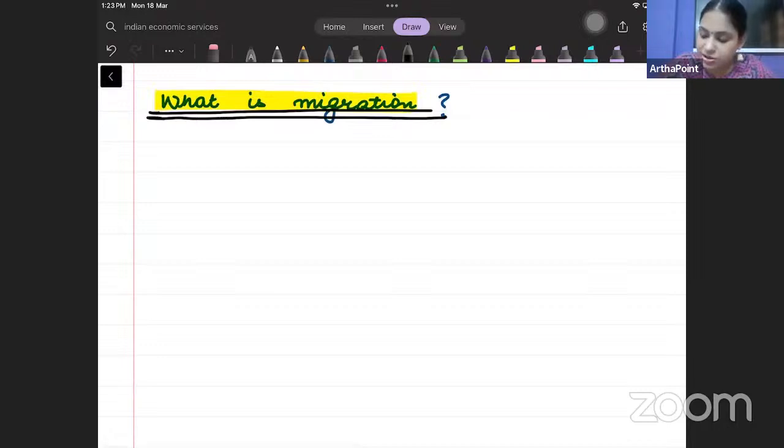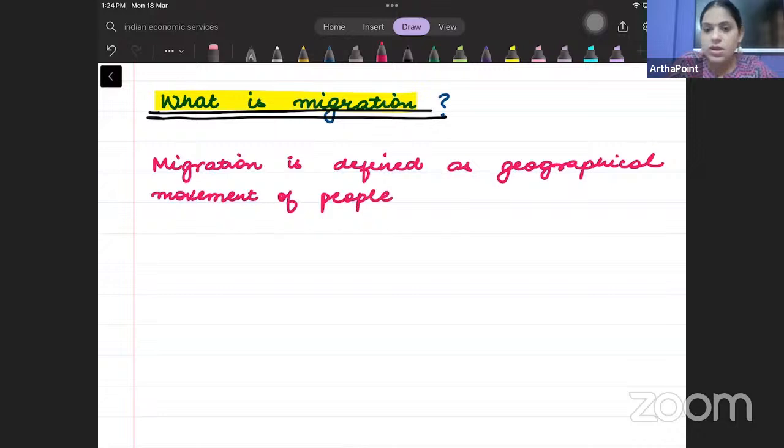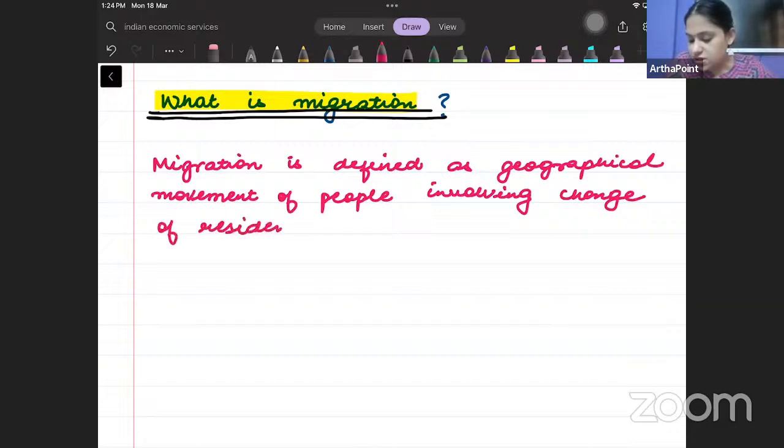So let us write down what is migration, beta. You will write it with me. So please write down, migration is defined as geographical movement of people involving change from their usual place of residence. So change of residence from their usual place of residence.